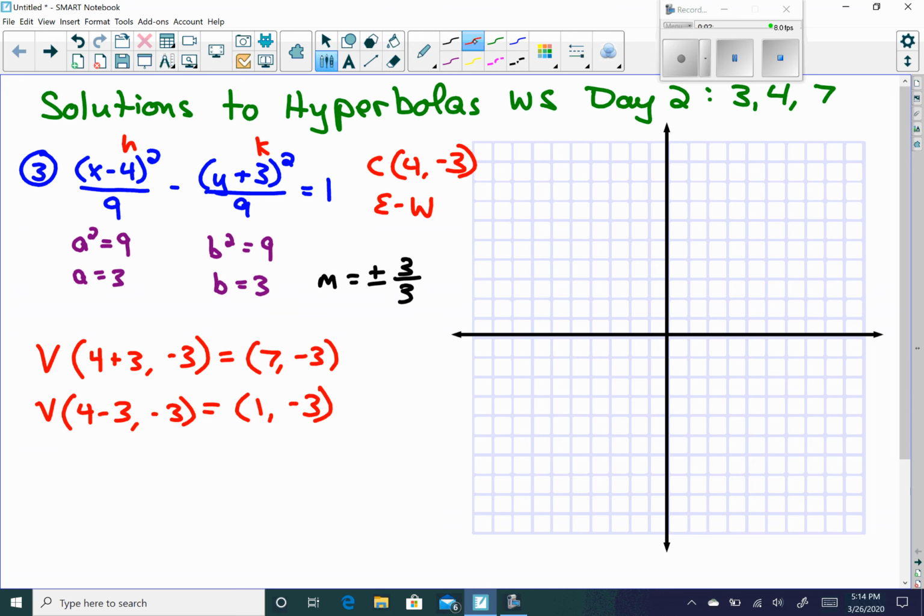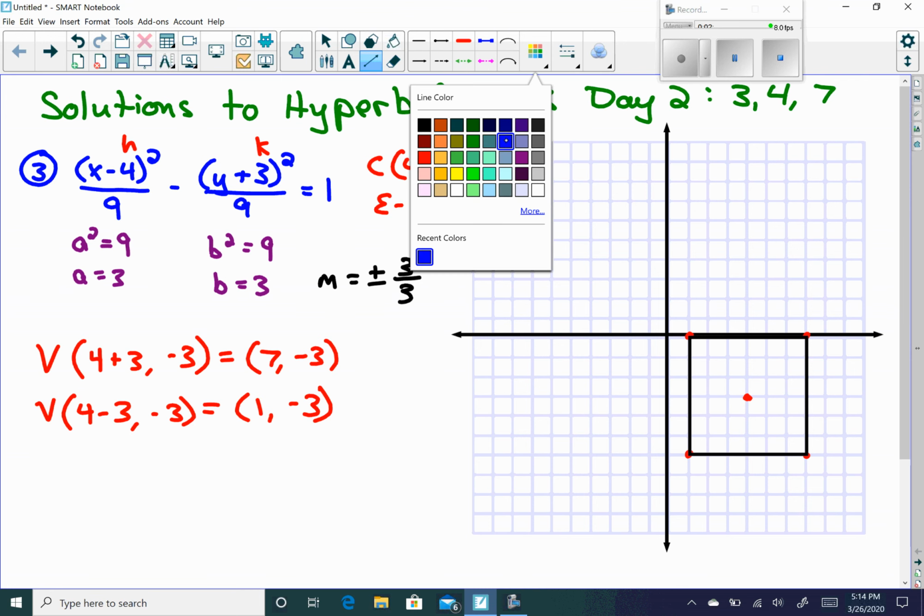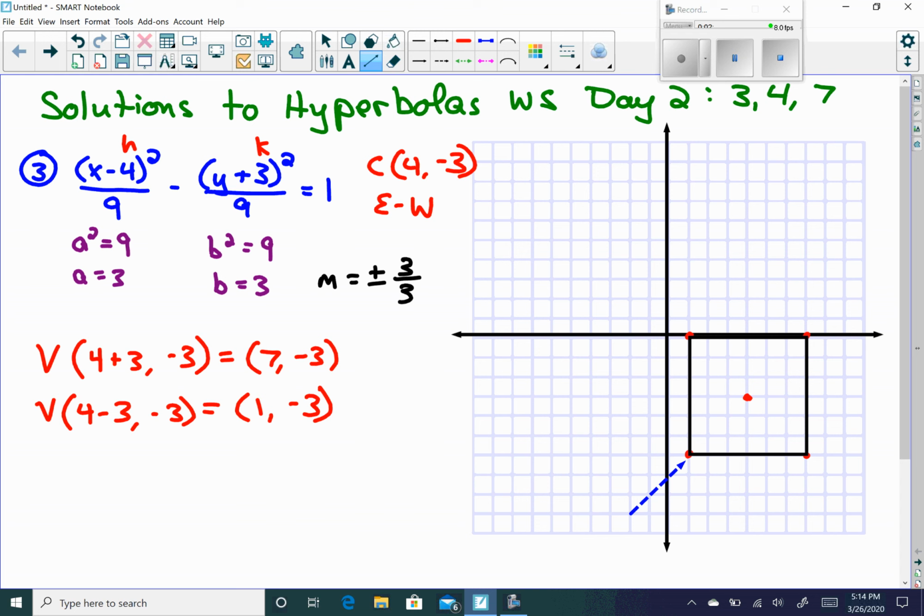All right, so starting with my center, counting 4 over to the right and then down 3. So there's my center. Again, to draw my rectangle, I'm counting up 3, to the right 3, up 3 to the left, 3 down to the left 3, and then 3 down, 3 to the right. So we really have a square for this rectangle. And then we're going to draw our diagonals going through this. Again, remember to use a ruler. So there we go with our diagonals.